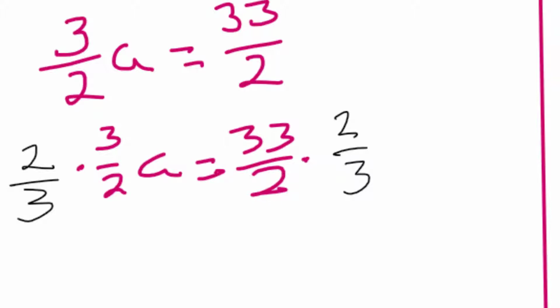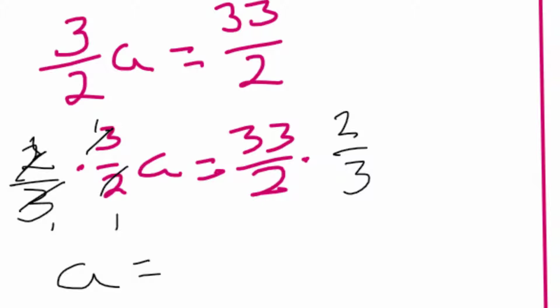So 2/3 times 3 over 2 is a reciprocal. You know it's going to equal 1 because 3 divided by 3 is 1. 2 divided by 2 is 1. So I have 1a. There's my 1a equals this one.